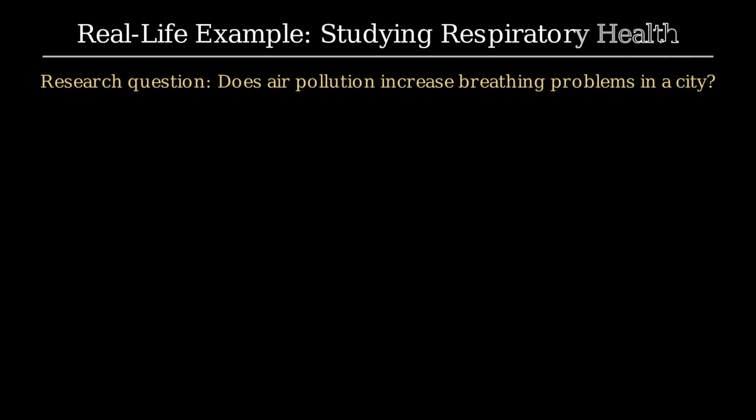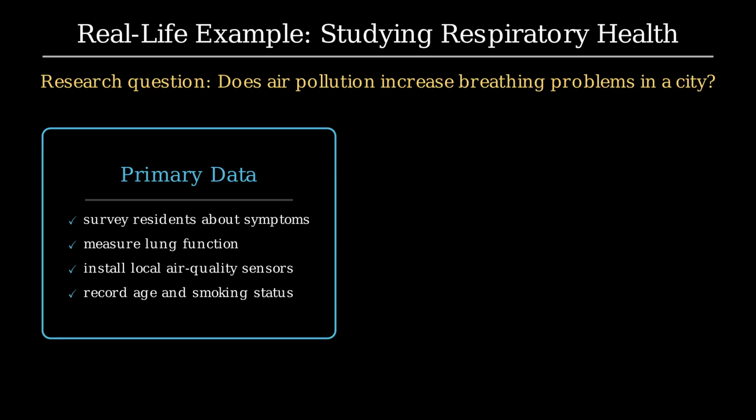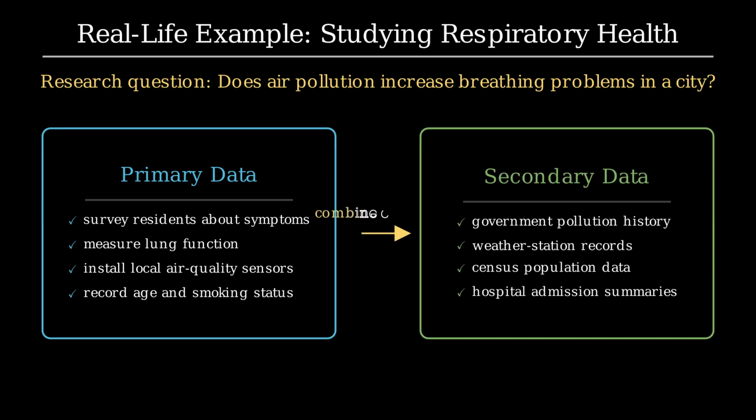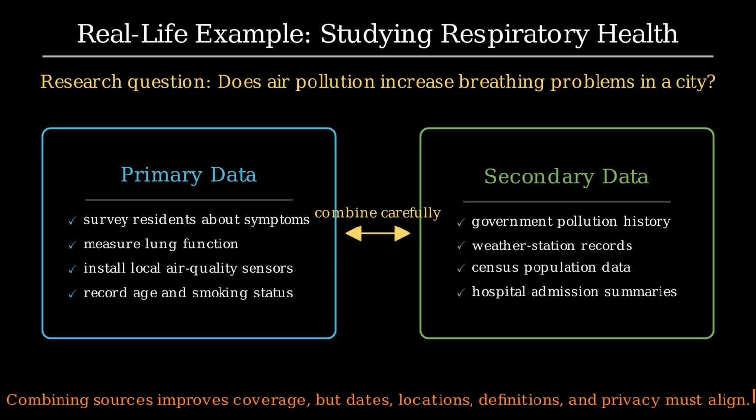Suppose researchers want to know whether air pollution increases respiratory problems. They collect primary data by surveying residents, testing lung function, and installing local pollution sensors. They also collect secondary data from government pollution records, weather stations, census tables, and hospital summaries. Combining both sources provides richer evidence. But dates, geographic areas, definitions, and privacy rules must be aligned before analysis.